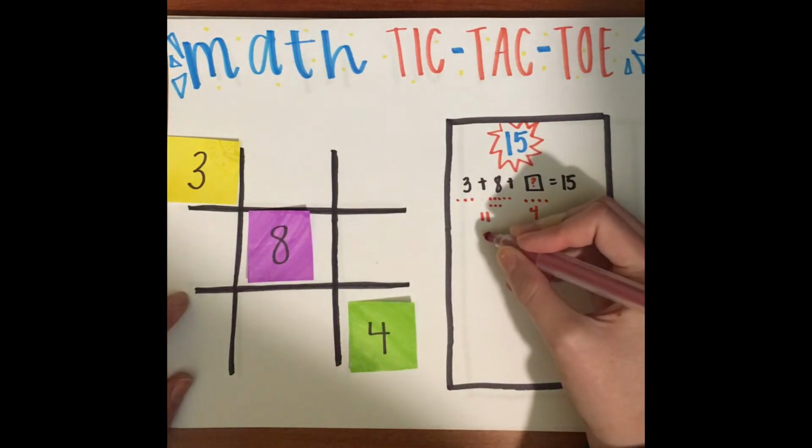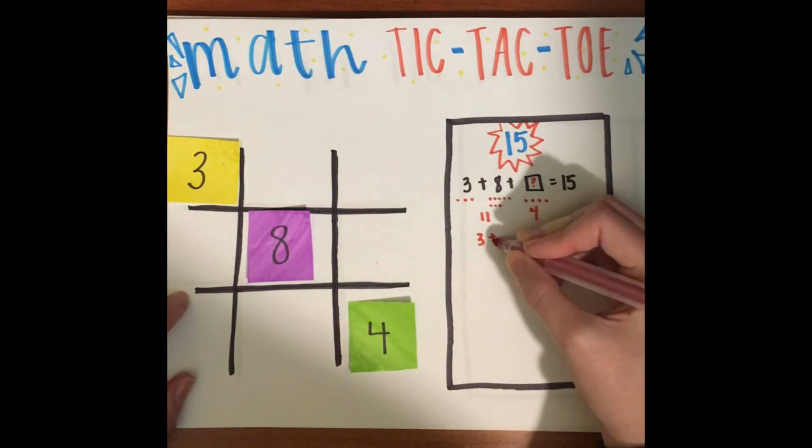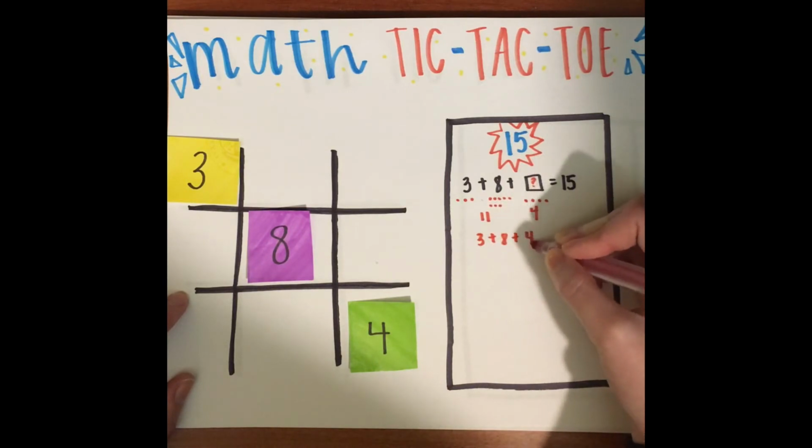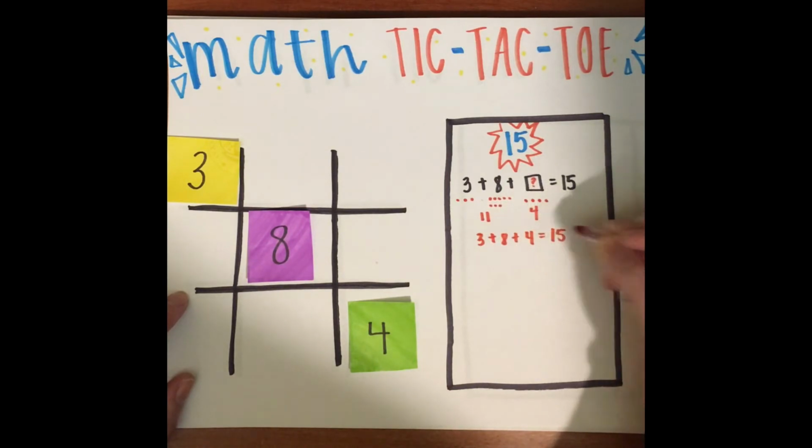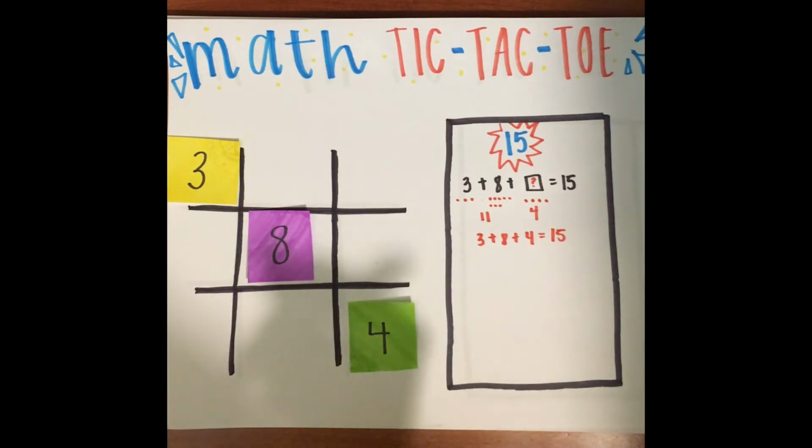So then over here, I can just write my full number sentence. 3 plus 8 plus 4 equals 15. Good job. And then the cool thing about this game is that it keeps going. So just because you win once, you can keep going and see how many times in one game you can win. So I can go over here and I can look at my other cards.